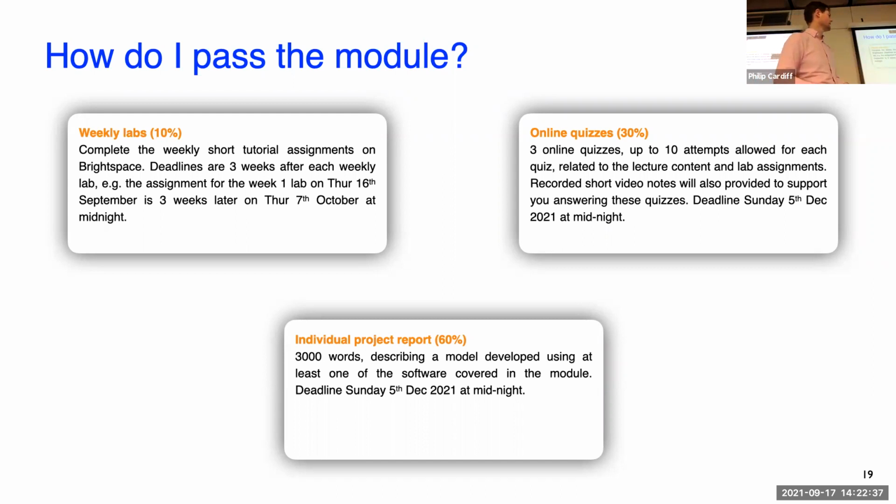That may be useful. Okay, how do I pass the module? So there are 3 summative assessment components. The big one is called the individual project, or I think I call it the mini project online. The mini project, at the end of it, is just a report, a 3,000-word report that you have to submit.